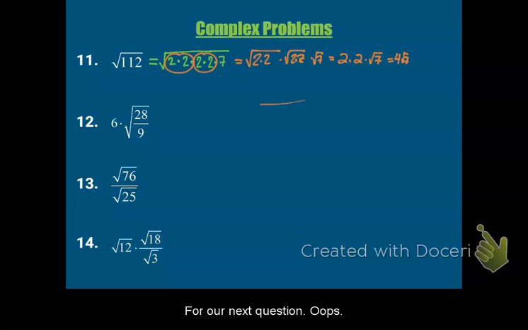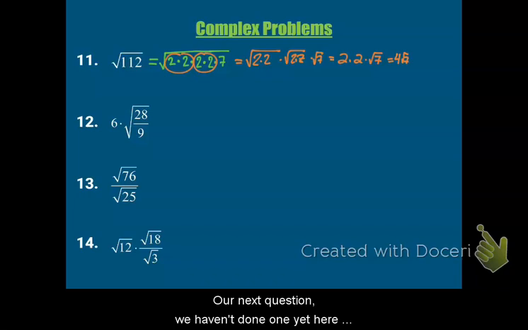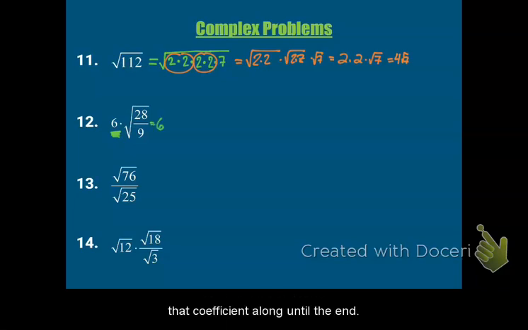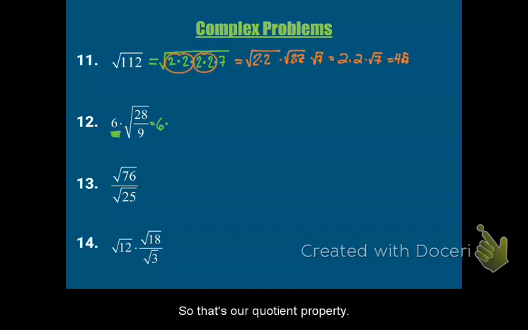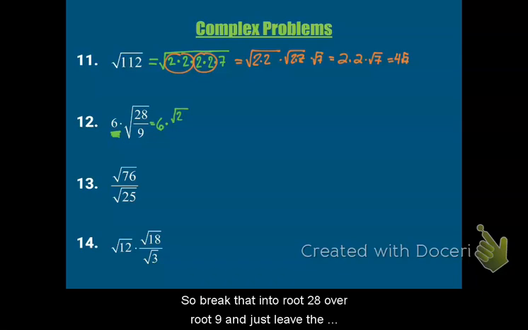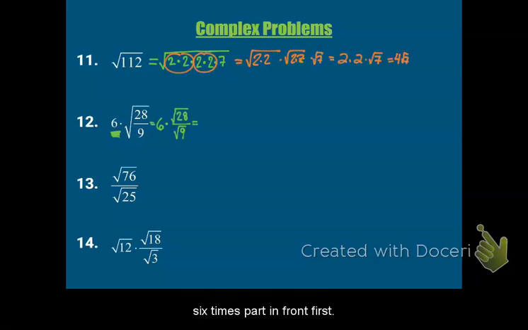For our next question, we haven't done one yet here that had a coefficient. So what we'll do here is basically we kind of just carry that coefficient along until the end. So we're just going to concentrate on the root 28 over 9 first. So that's our quotient property. So break that into root 28 over root 9 and just leave the 6 times part in front first.